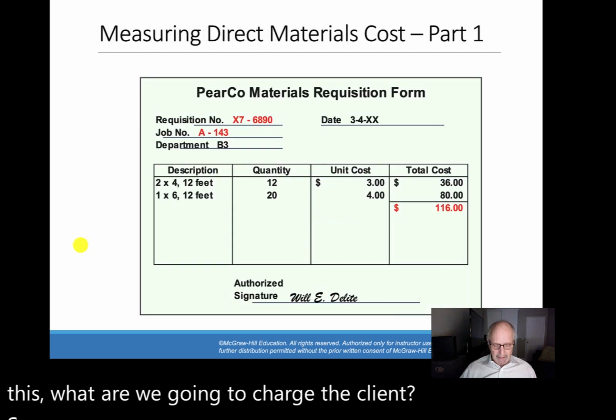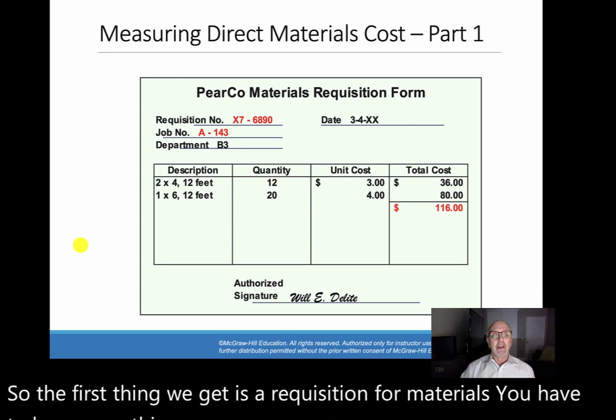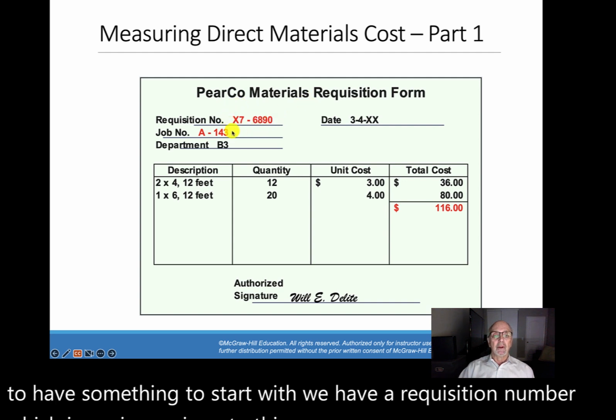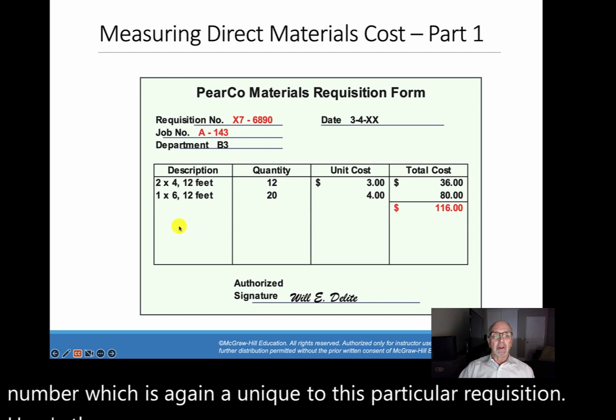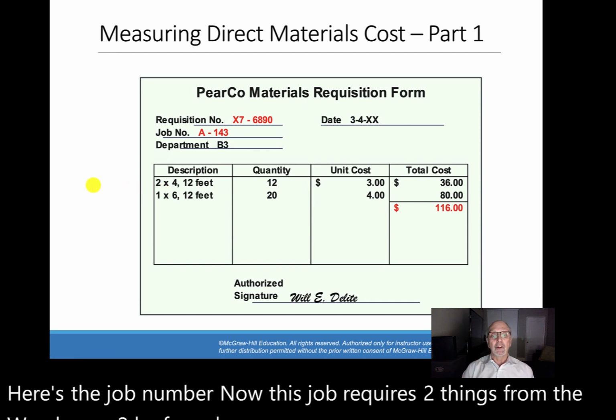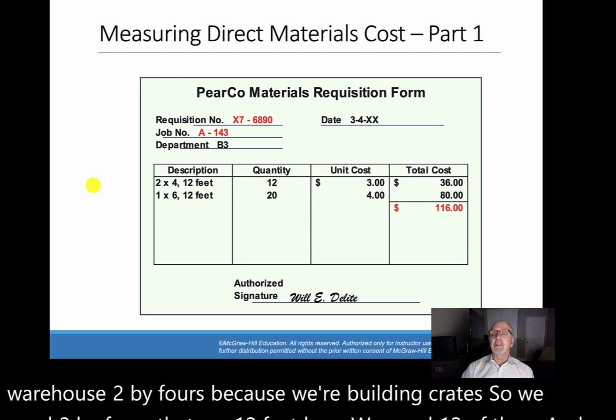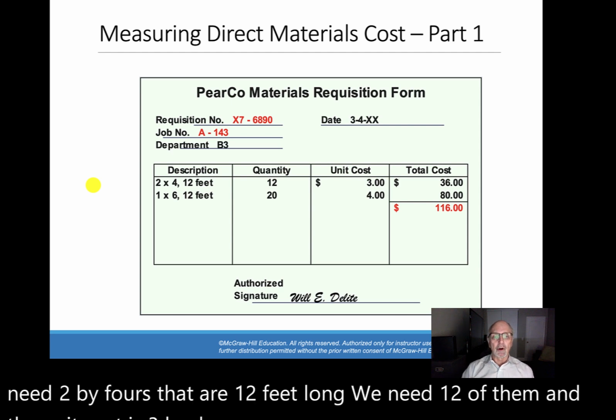So the first thing we get is a requisition for materials. We have to have something to start with. We have a requisition number, which is again unique to this particular requisition. Here's the job number. Now this job requires two things from the warehouse. 2x4s, because we're building crates. So we need 2x4s that are 12 feet long. We need 12 of them, and the unit cost is $3. So our total cost for the 2x4s is $36.